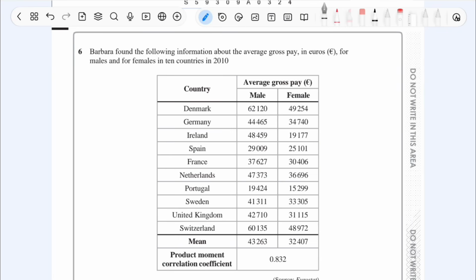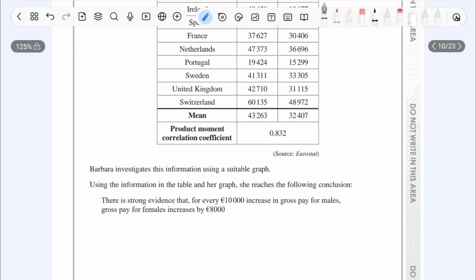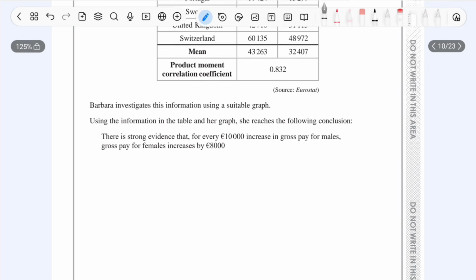Question 6. Barbara found the following information about the average gross pay in euros for males and for females in 10 countries in 2010. So the countries and males and females and all that is listed here. Barbara investigates this information using a suitable graph. Using the information in the table and her graph, she reaches the following conclusion. There is strong evidence that for every €10,000 increase in gross pay for males, gross pay for females increases by €8,000. Okay, so that's just the question.